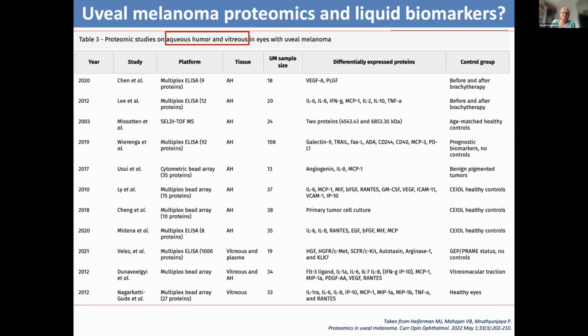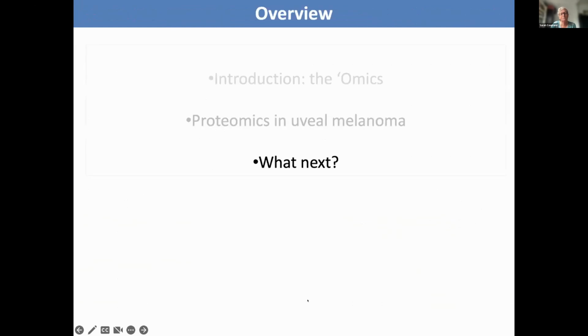Then others have looked within the aqueous humor and the vitreous, and you can see it's really quite complicated. A range of samples have been analyzed before and after brachytherapy, and a number of different proteins have been highlighted. But I think in terms of differentiating within the samples of the aqueous or the vitreous, probably panels are required, and obviously these are still within the research arena and require validation.